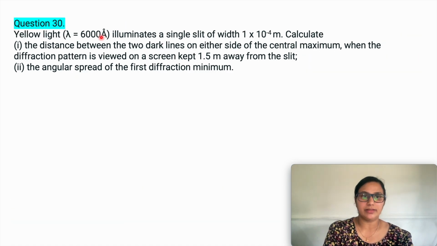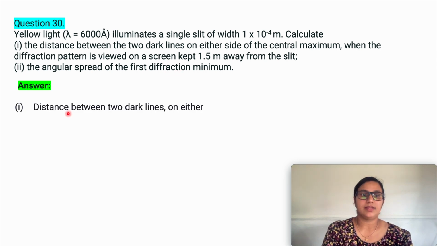Yellow light of wavelength 600 angstrom illuminates a single slit of width 1 × 10^-4 meter. Calculate the distance between two dark lines on either side of the central maximum when the diffraction pattern is viewed on a screen kept 1.5 meter away from the slit. Second, the angular spread of the first diffraction minimum.